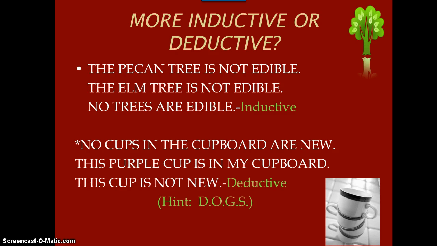So, the first one is an example of inductive. The pecan tree is not edible. Okay? This is specific. The elm tree is not edible. No trees are edible. We're moving from specific to general. The next one is clearly an example of deductive. No cups in the cupboard are new. All the cups in the cupboard, right? Moving to the purple cup is in the cupboard. That cup is not new. So you're moving from general then to specific.